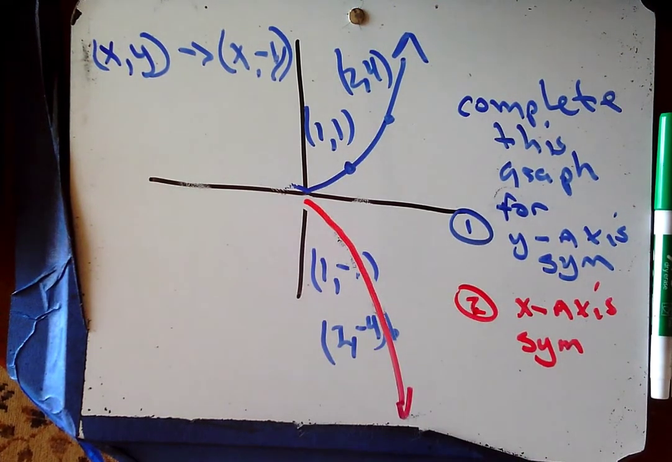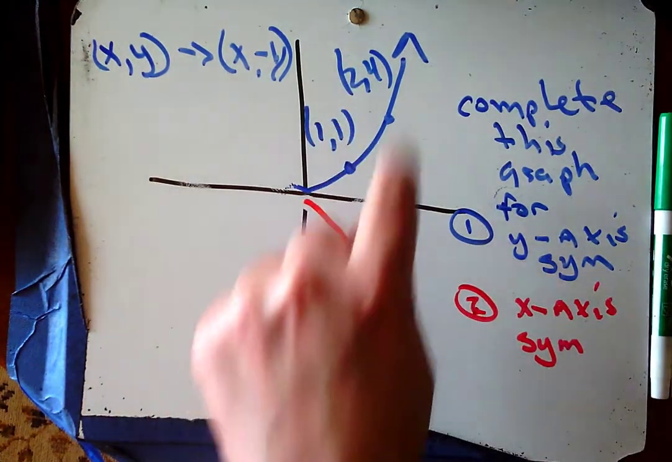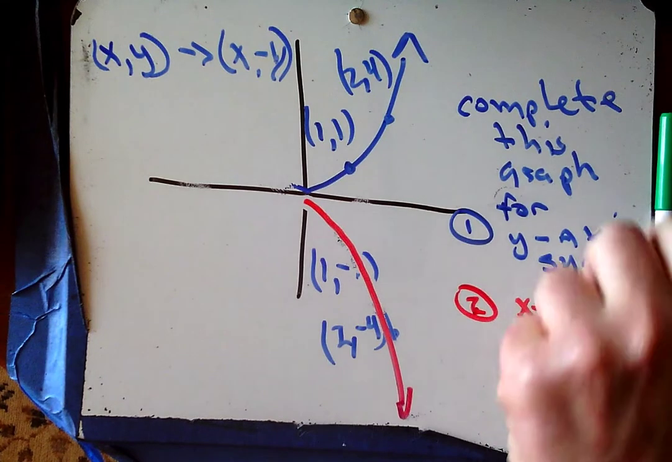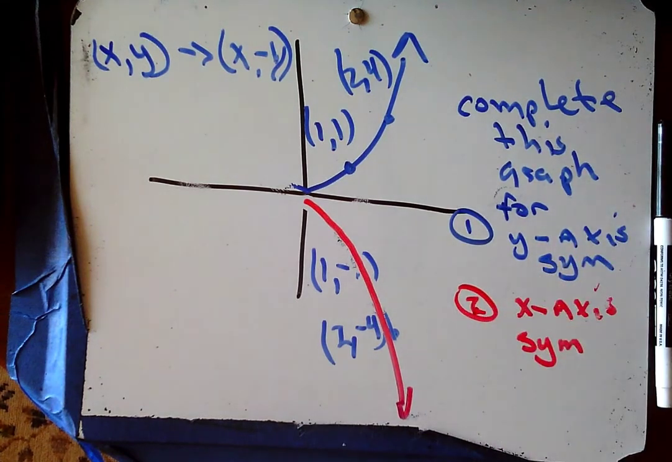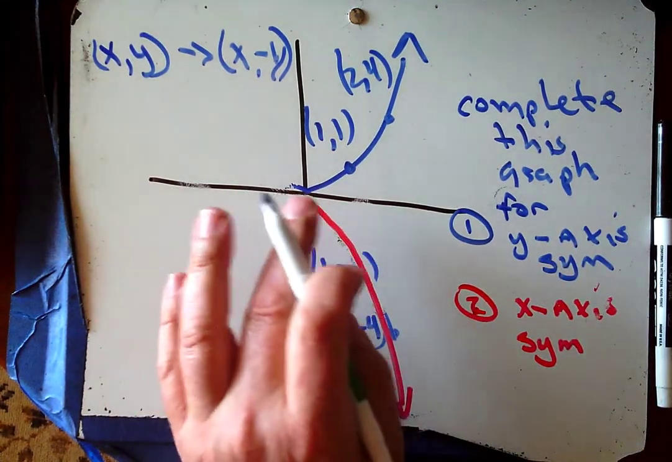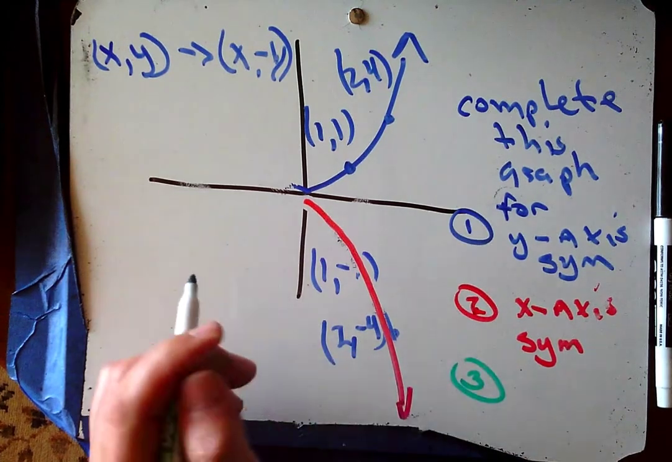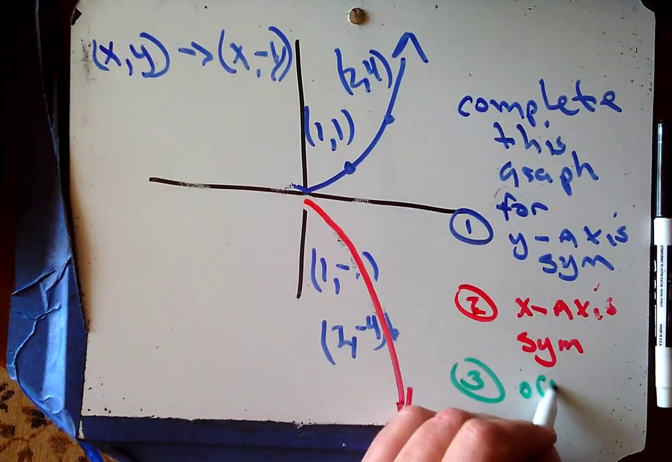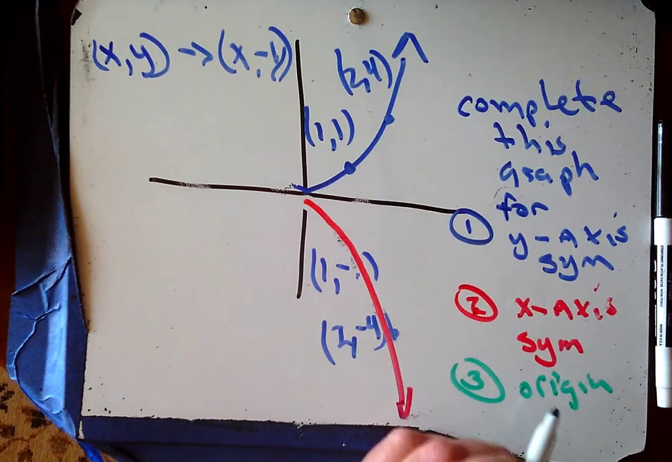Is this a function? No, it fails the vertical line test. Anytime we have x-axis symmetry, we will not have a function. Okay. And what if I needed to complete this graph for origin symmetry?